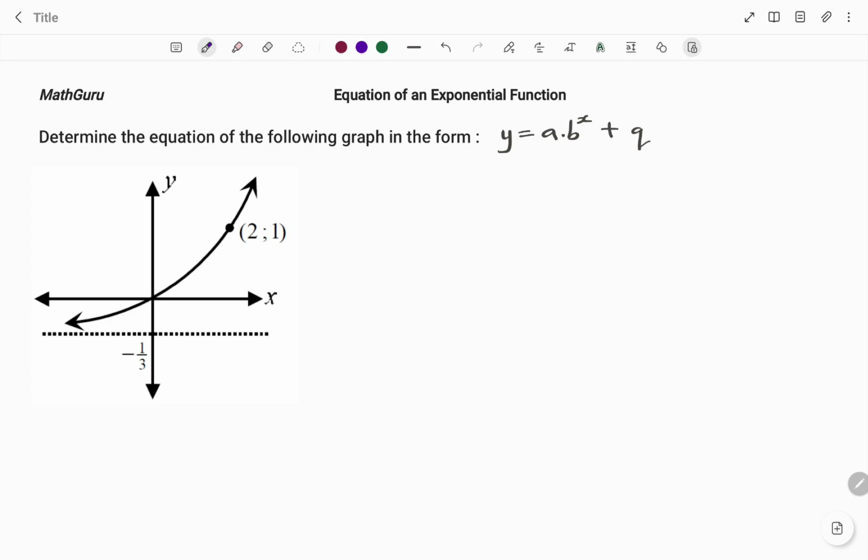In this video, I'm going to show you how to find the equation of an exponential function given a graph.